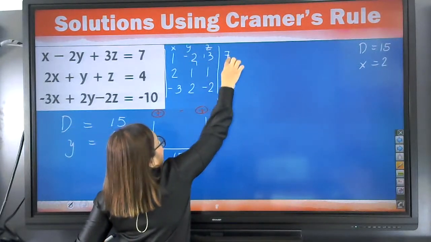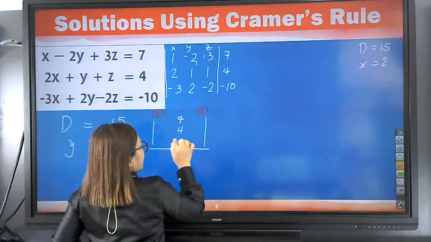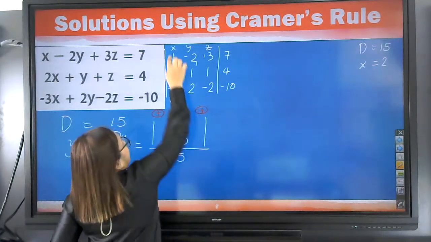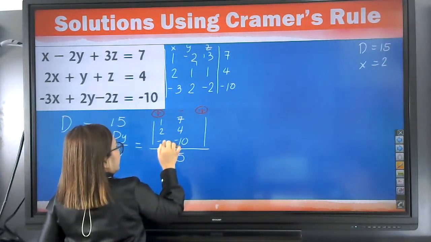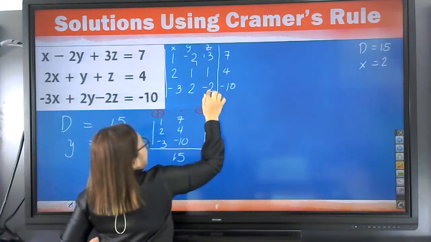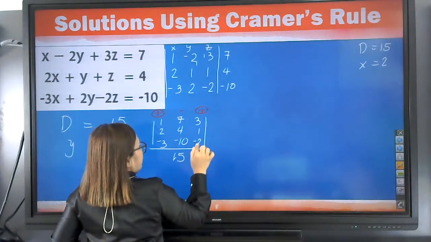Instead of the y column, copy this: 7, 4, negative 10. And then for x, copy everything: 1, 2, negative 3. And for z, copy 3, 1, negative 2.